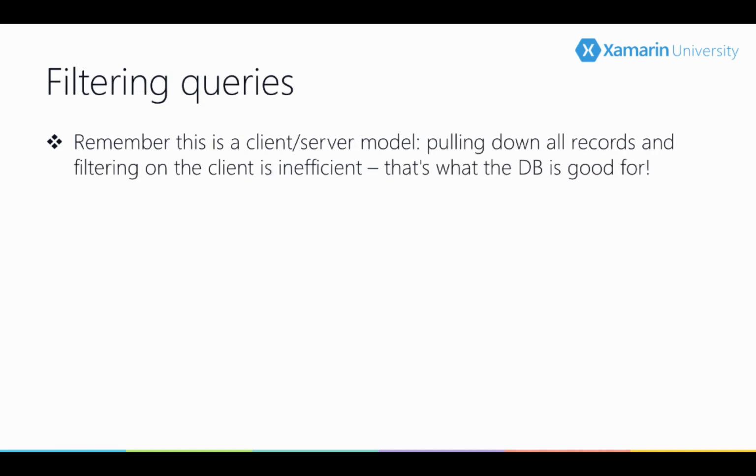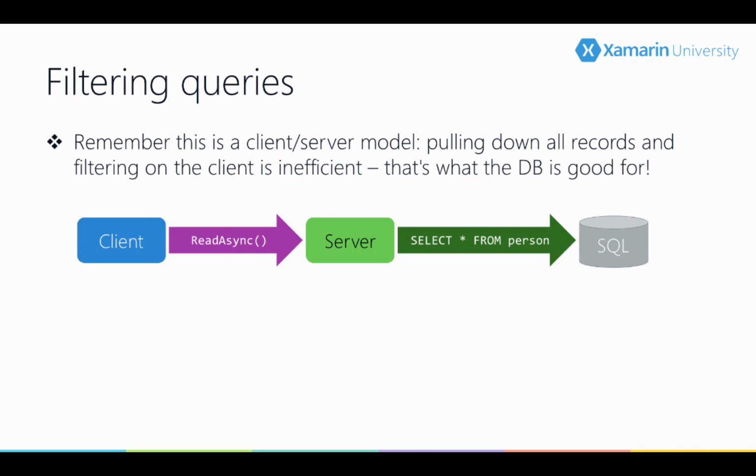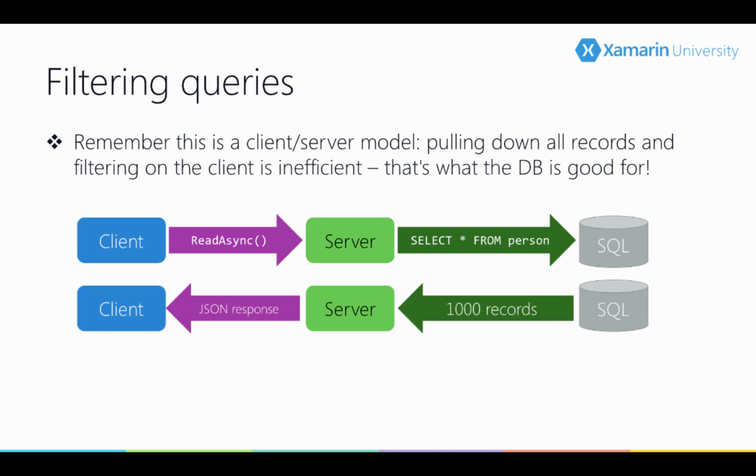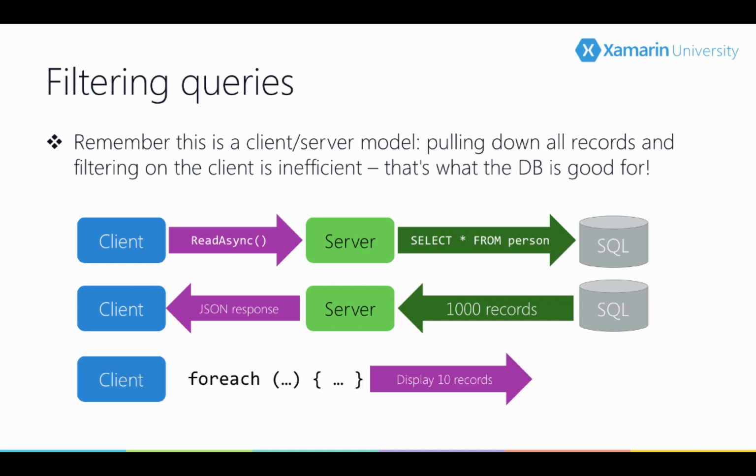These two operations represent an all or single record approach, which works for some scenarios. But what if we want more than one record, but not all records? For example, let's say we call read async, and this causes the server to do a select star from the database. And the server retrieves 1,000 records from the database, allocates a big JSON block, and passes it back to the client. And then the client iterates through the data and displays just a subset, so 10 records, for example. And this is really a horrible use of resources. Not only will it take more time to complete, but we're also wasting memory, network resources, and database time.